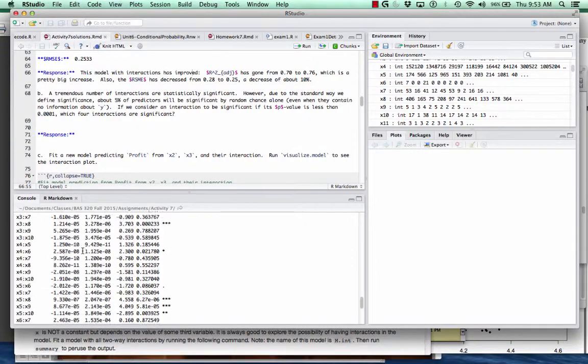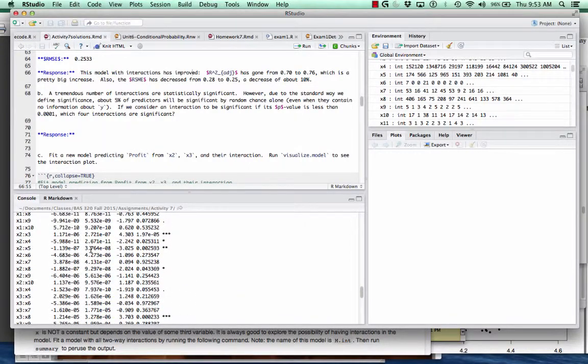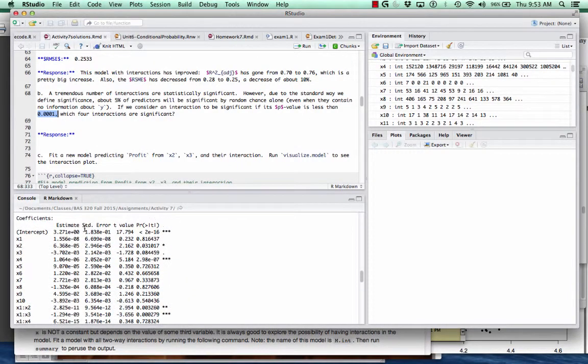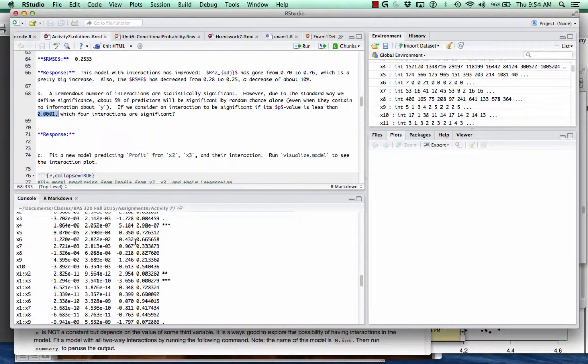Since there are so many predictors, it's not really a good idea to use 0.05 as our reference for what is and is not statistically significant, because just by chance alone, we're going to get p-values less than 5% sometimes. 5% of p-values should be less than 5% when there's nothing going on. So we're going to be a little more stringent and make sure it has a very small p-value before saying that it's statistically significant. Which of these interactions have p-values less than 0.001?